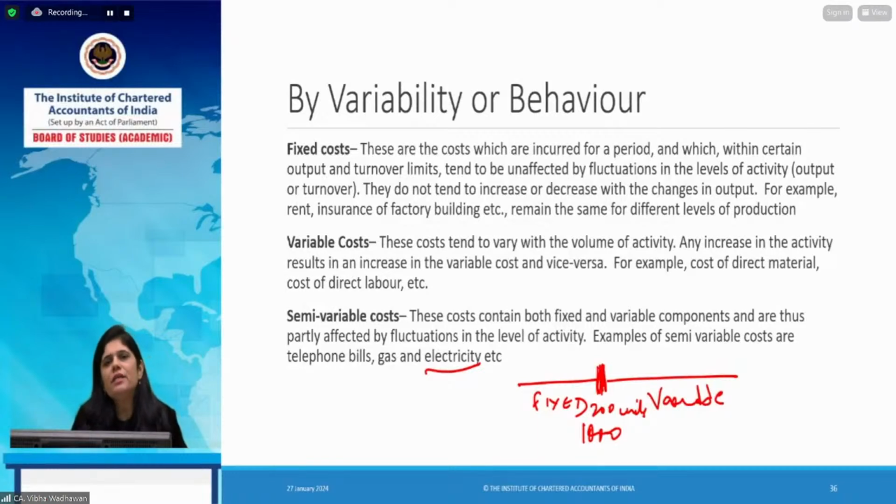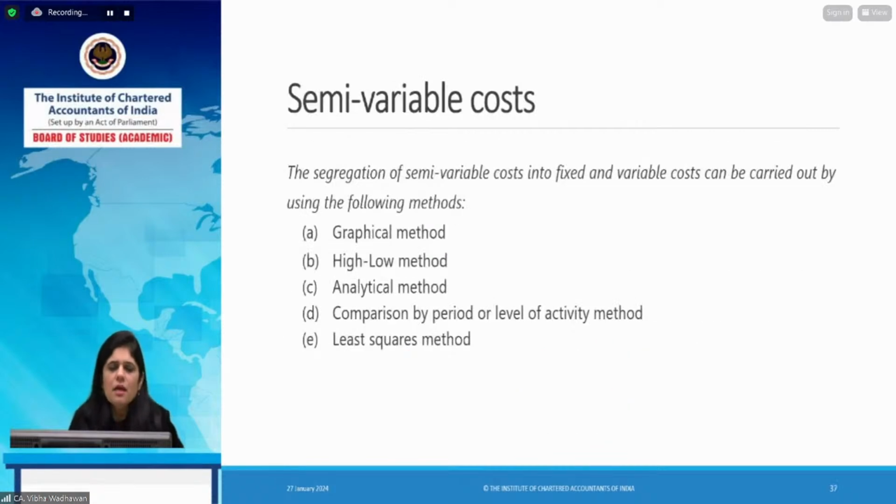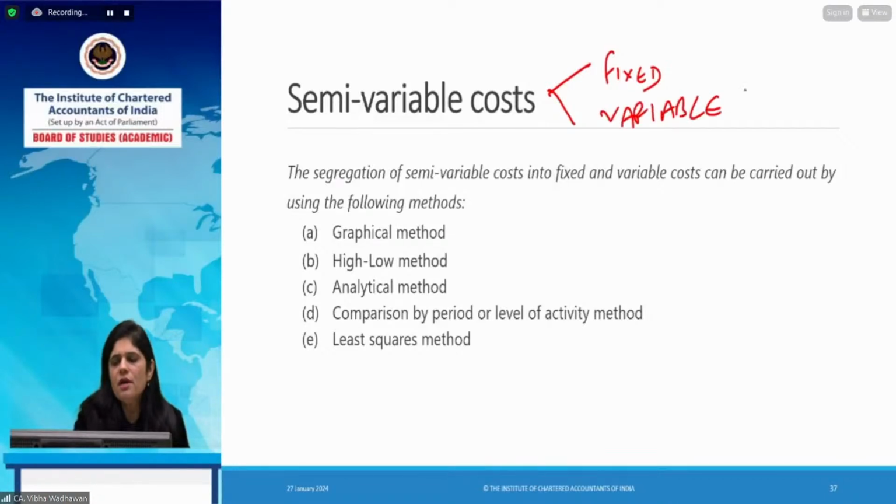एक एक यूनिट जितना बढ़ता जाएगा उतना बिल आपका बढ़ता जाएगा. So electricity is semi-variable, something which is fixed also and variable also. Clear? So semi-variable we split into fixed and variable. मतलब आपको फिक्स्ड और वेरिएबल को अलग अलग करना है सेमी वेरिएबल से. उसके ये मेथड्स हैं, ग्राफिकल मेथड, हाई लो मेथड, एनालिटिकल मेथड, कंपैरिजन मेथड एंड लीस्ट स्क्वायर्स मेथड. तो ये मेथड है जो सेमी वेरिएबल में से फिक्स्ड और वेरिएबल को अलग करना है. क्लियर? सो विल बी क्विकली डूइंग दीज मेथड्स.